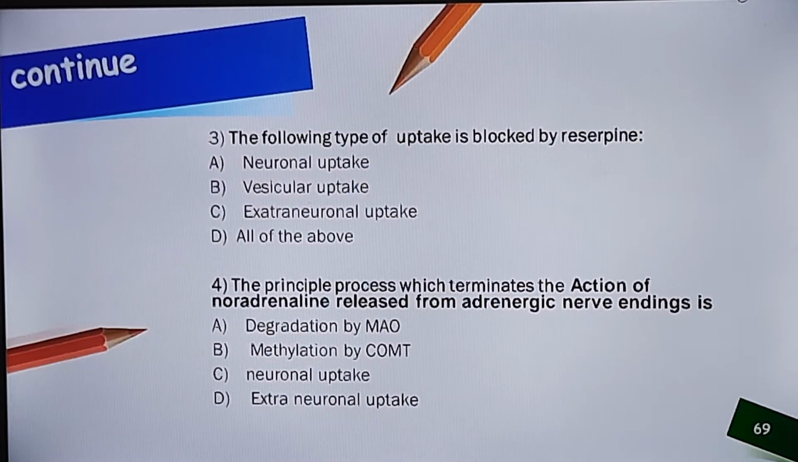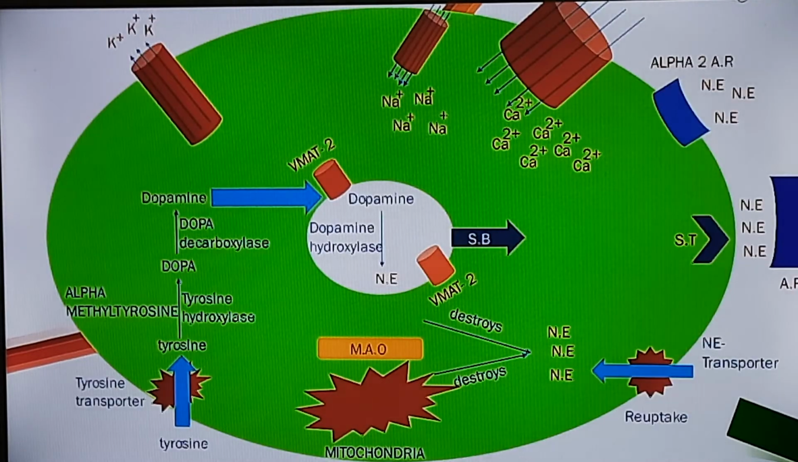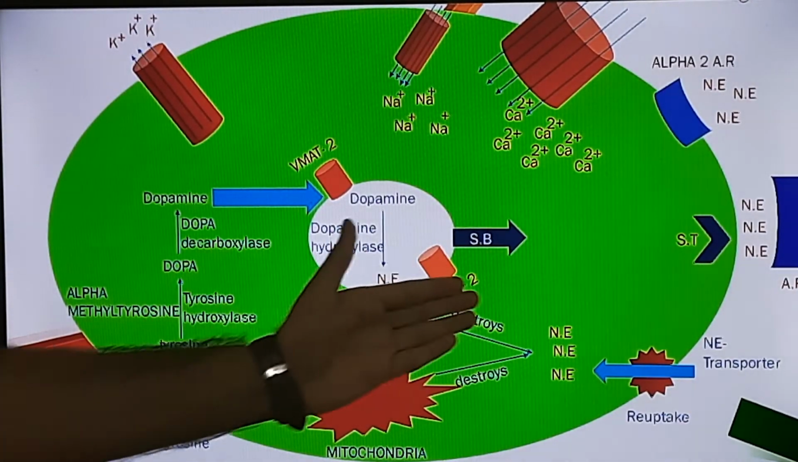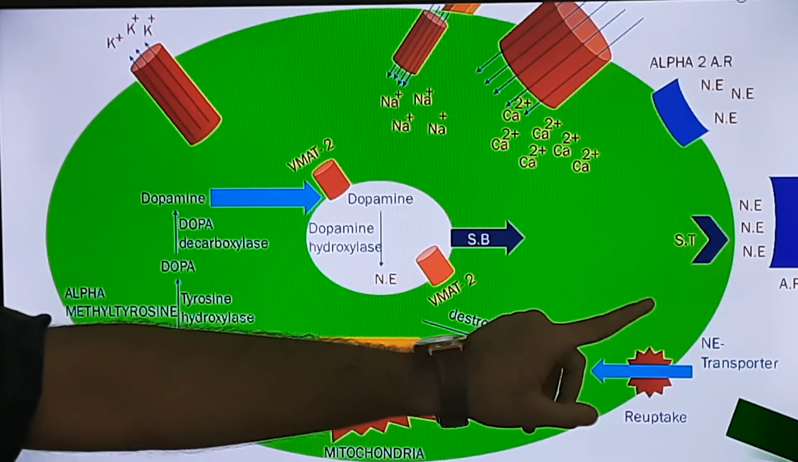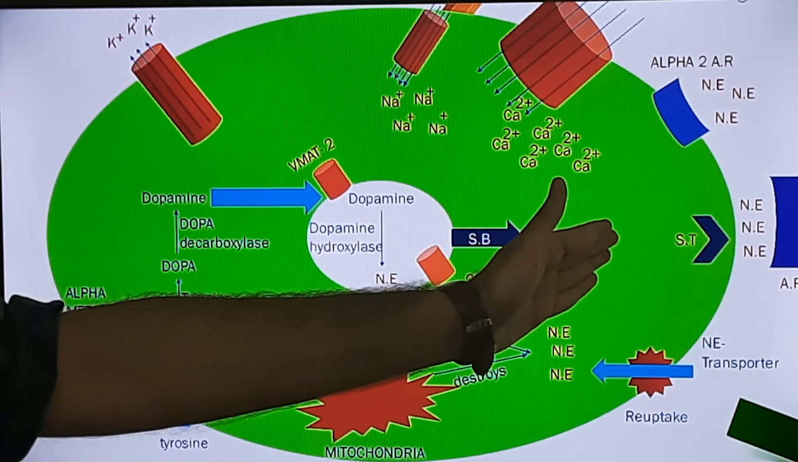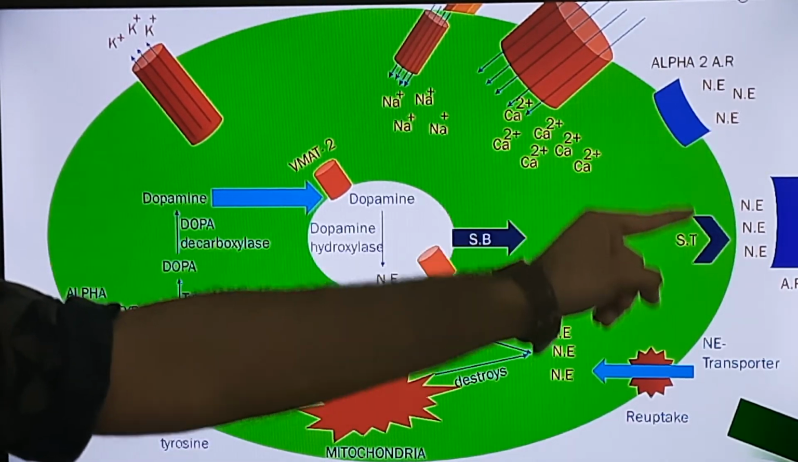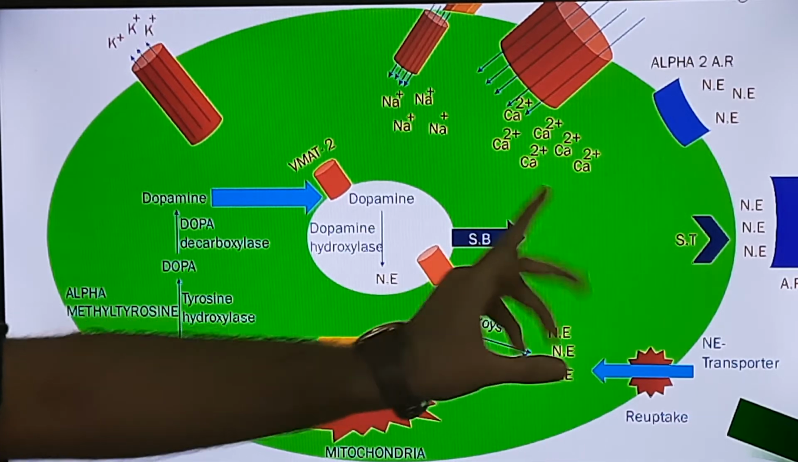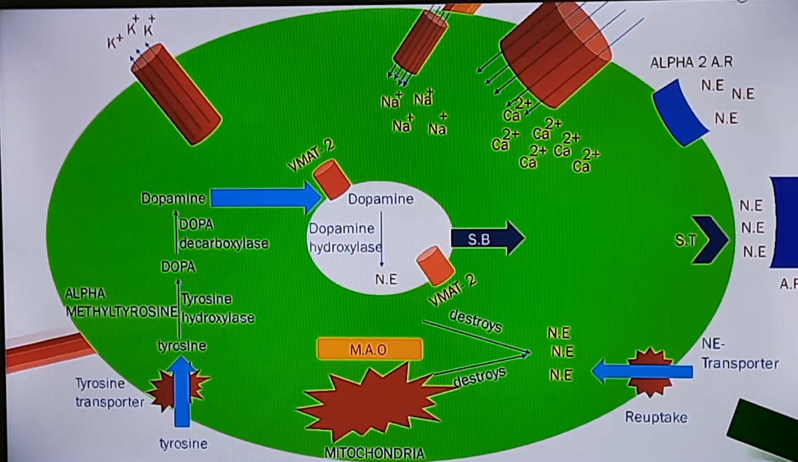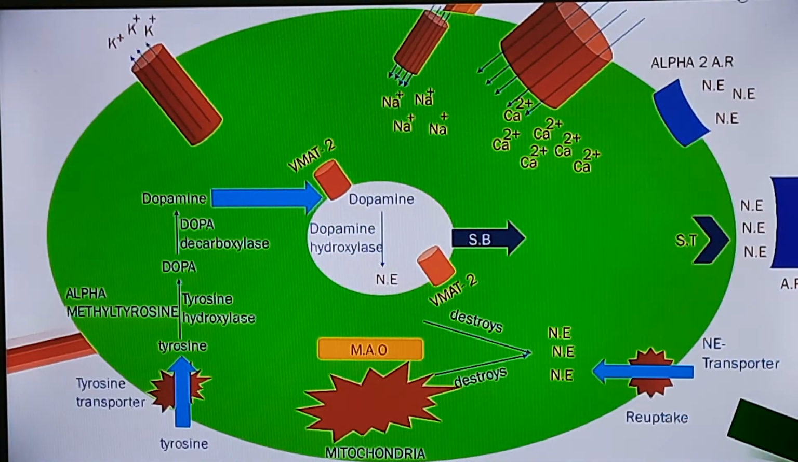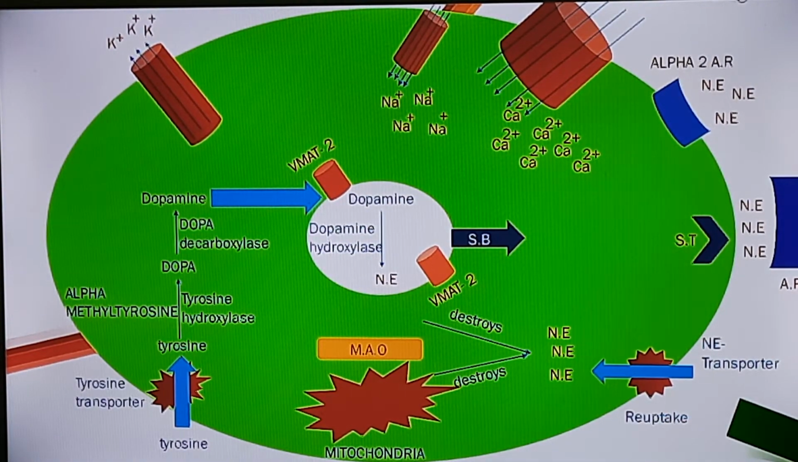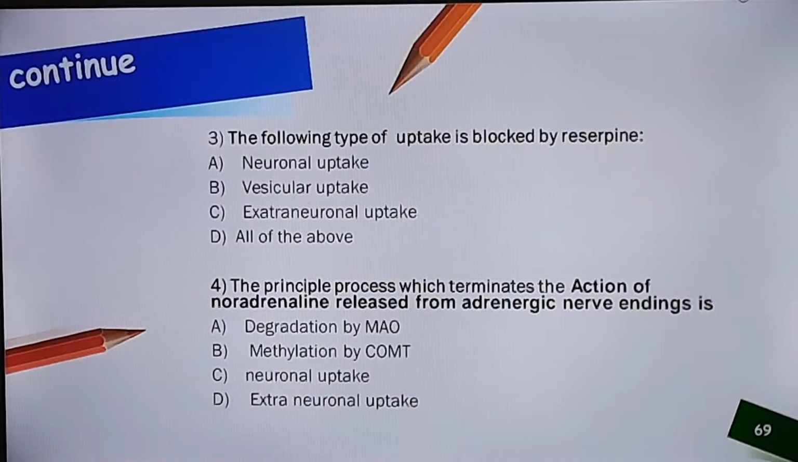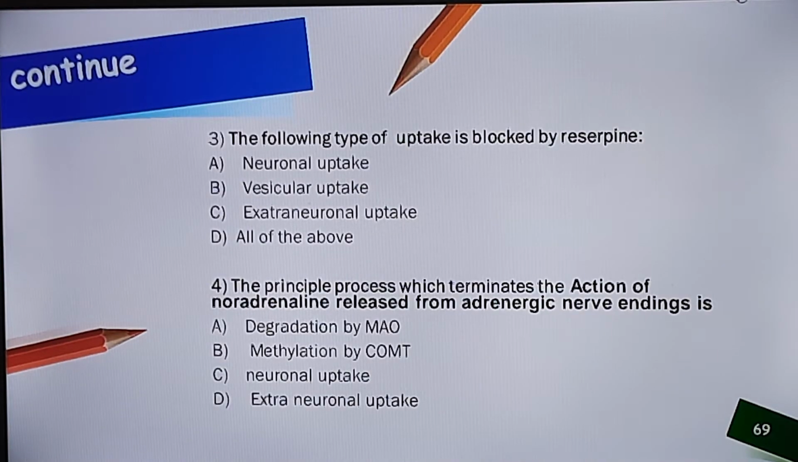Extraneuronal uptake क्यों नहीं होगा? Because extraneuronal मतलब न्यूरॉन के अलावा, यानी कि this nerve ending के बाहर का जो भी हमारे neurons हैं वहां पे we call it as extraneuronal uptake. So reserpine वहां पे भी काम नहीं करता, and all of the above तो आएगा ही नहीं. So correct option is our option number B.